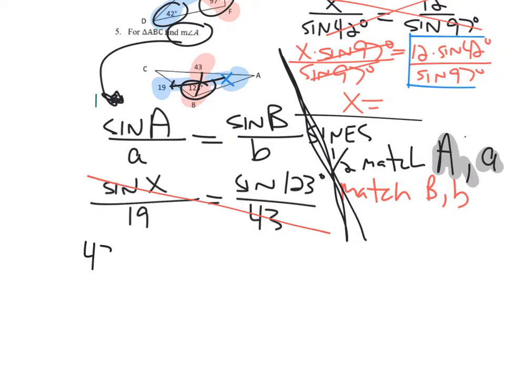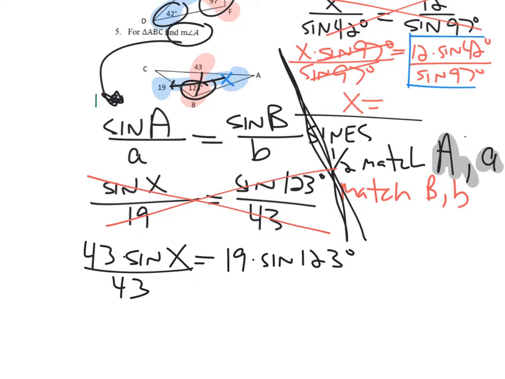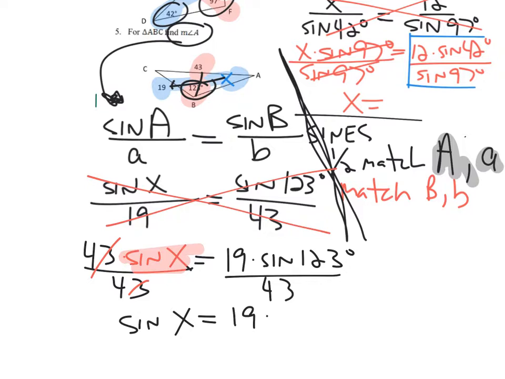I'm going to have 43 times the sine of x equals 19 times the sine of 123. So I'm going to divide both sides by 43 since I'm trying to find the angle. And remember, the angle is always attached to the sine, so you can't get it by itself. So here I'm going to have the sine of x equals 19 times the sine of 123 over 43.